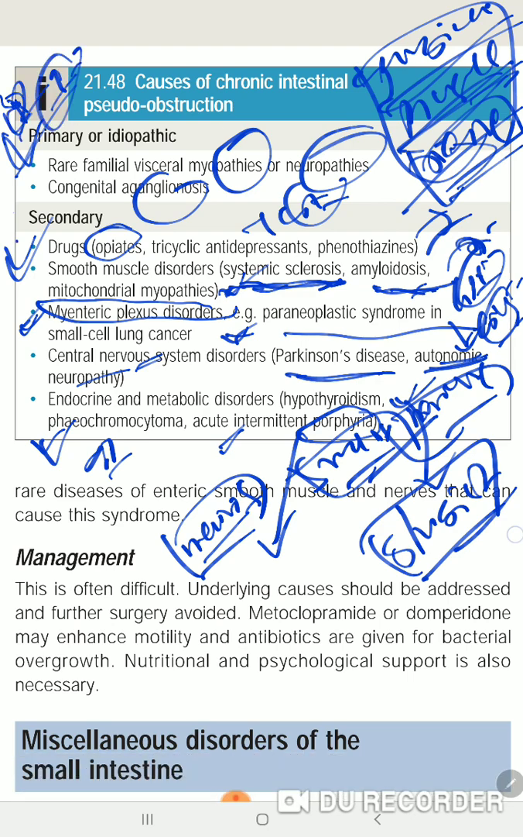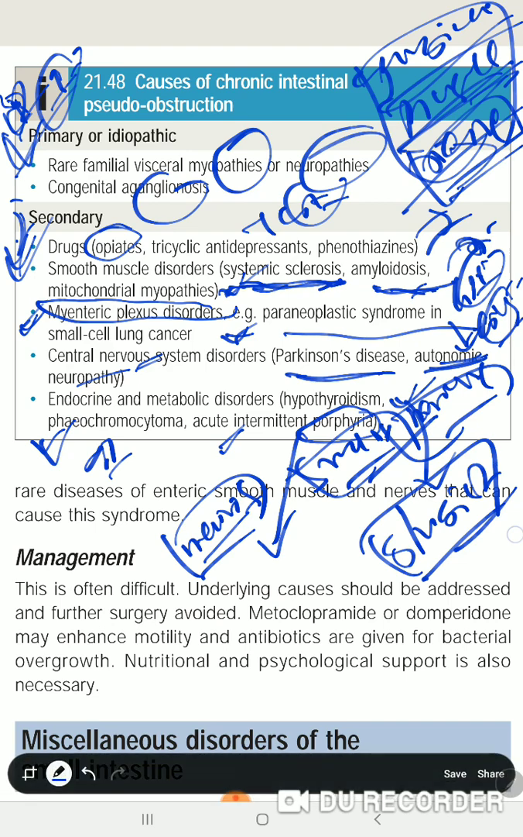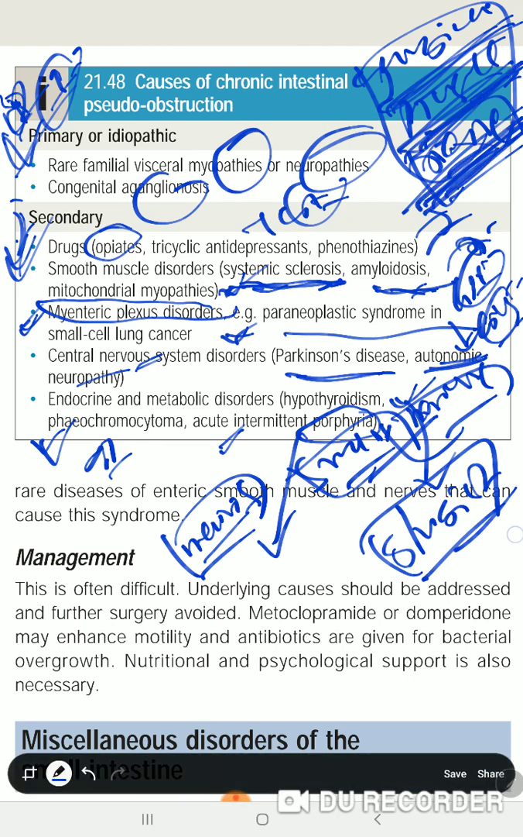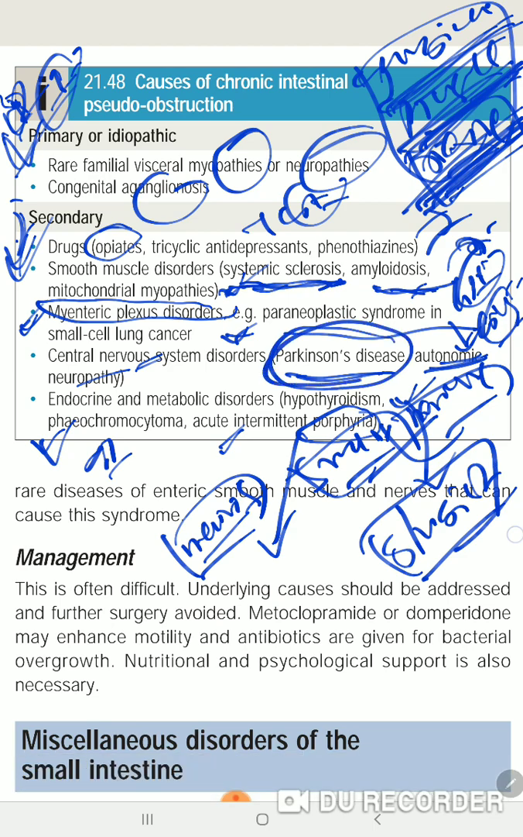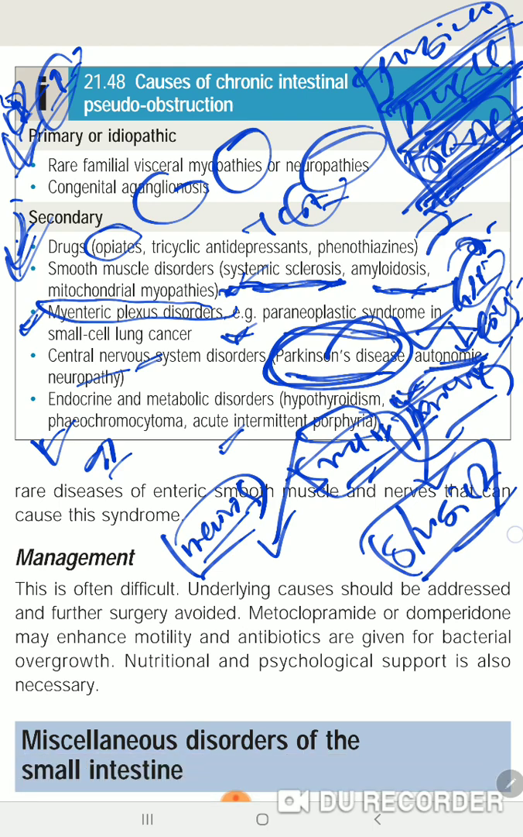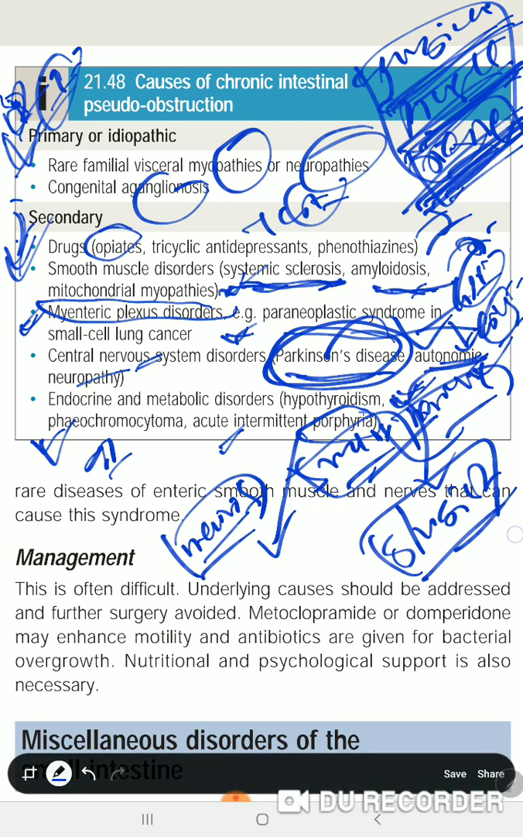One is primary and another is secondary. In primary, there is a primary or idiopathic cause, and in secondary, where is the problem? The problem is in the muscles, the problem is in the nerves controlling muscle power, some drugs, and also some CNS disease or autonomic problem, autonomic neuropathy, Parkinson's disease, and some hormonal problems such as pheochromocytoma and hypothyroidism. This is the most common cause. It is very easy to remember, guys.